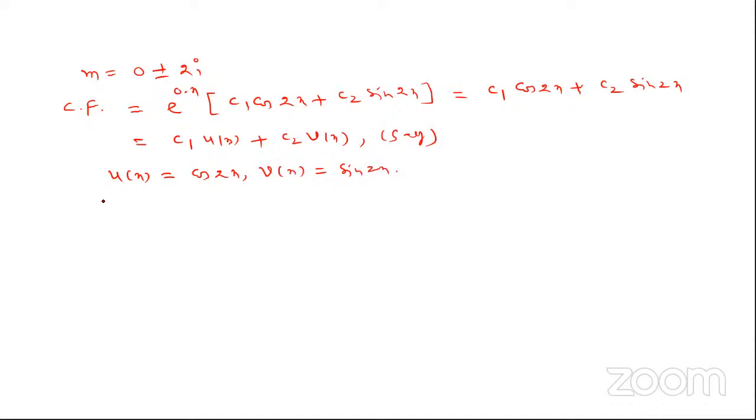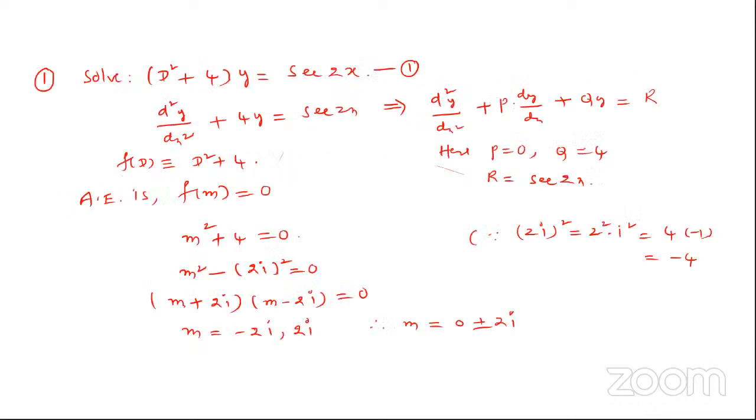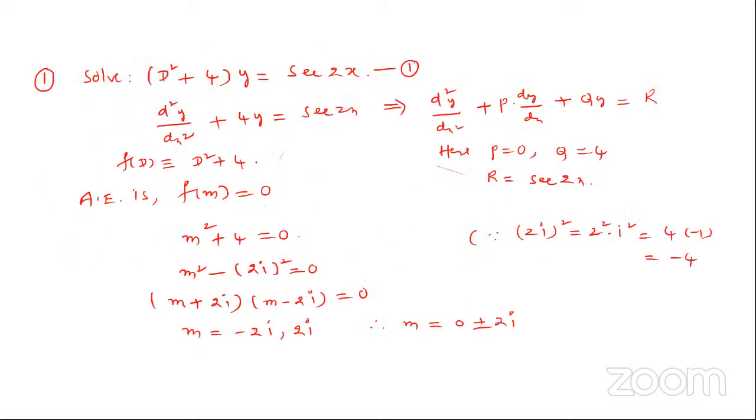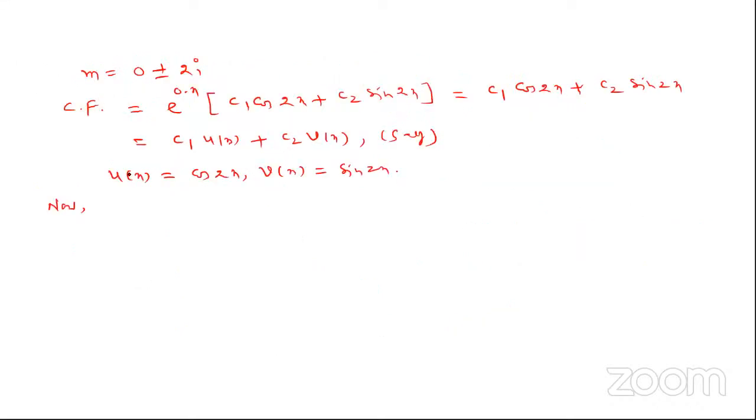Now let us check whether u v dash minus v u dash is 0 or not. Why? Because u v dash minus v u dash is present in the denominators of A x and B x. If u v dash minus v u dash is non-zero, then only the integrals on the right hand side of A and B exist. So for that purpose, first of all we must check u into v dash minus v into u dash.